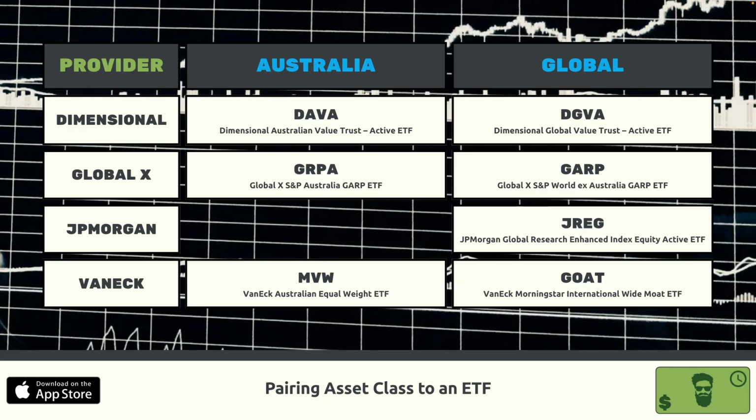I found it very interesting that JP Morgan didn't have an Australian ETF, but there's all the indexes. You'll notice by the end of all these ETFs I'm showing you, they basically hit every Australian possible product. But JP Morgan does have JREG. Van Eck can help you pair an equal weight Australian fund with an international wide moat. This is MVW and GOAT.